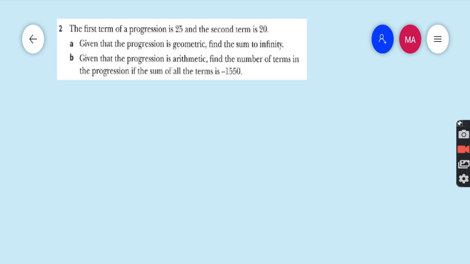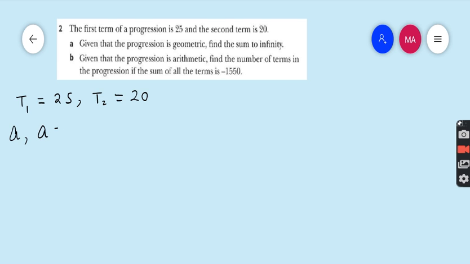Question number 2: the first term of a progression is 25 and the second term is 20. Again we have to write first term t1 is equal to 25 and t2 is given 20. Given that the progression is geometric, find the sum to infinity. Very easy.